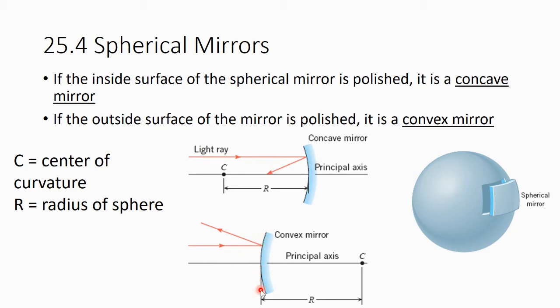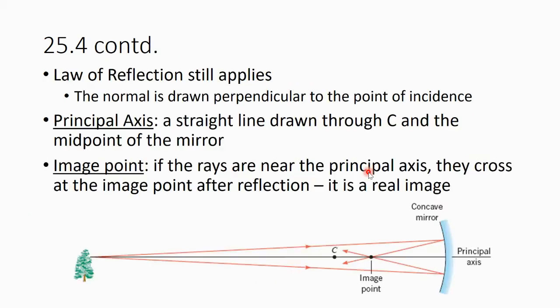We have some vocab for this. So if we extended this, you can see here, we're really just looking at one segment of this mirror. So C here would be the center if we actually extended that and made the whole sphere. So C is the center of curvature and R is the radius of the sphere. We also have something called the principal axis, which is our line that goes through the center of curvature, and then we usually extend it through the mirror. And we'll have some more vocab in a second as well.